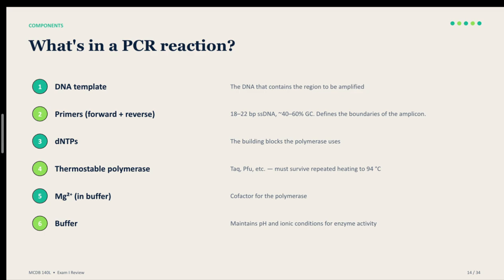First of all, the template. This is your DNA source. It's important to note that it doesn't have to be pure, it just has to be there and present. So when we do sequencing for DNA, which we'll do later on, you need a really, really pure DNA sample. For PCR, that's not really the case.